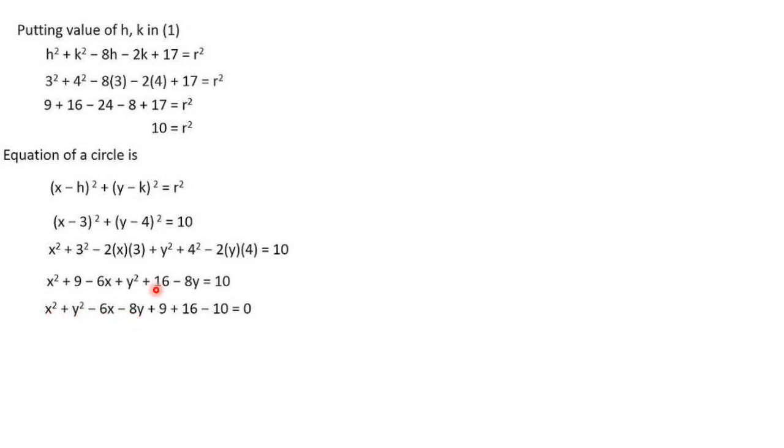So x square, y square terms, then x term, y term, then constant. Here it is 16, here it is 9, then 9 plus 16. This 10 we can bring to the left side, it becomes minus 10, equal to, on the right side there is no quantity, so we put 0. So x square plus y square minus 6x minus 8y, 9 plus 16 is 25, 25 minus 10 is 15. So x square plus y square minus 6x minus 8y plus 15 equal to 0. So this is the required equation of the circle.